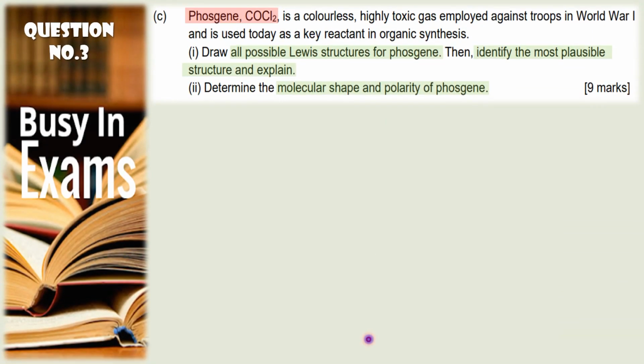Okay, alright, next for 3C, phosgene COCl2 is a colorless, highly toxic gas employed against troops in World War I, and used today as a key reactant in organic synthesis. Draw all possible Lewis structures of phosgene, all possible. Identify the most plausible structure and explain. And then number C2, determine the molecular shape and polarity of phosgene. The total mark here is 9 marks.